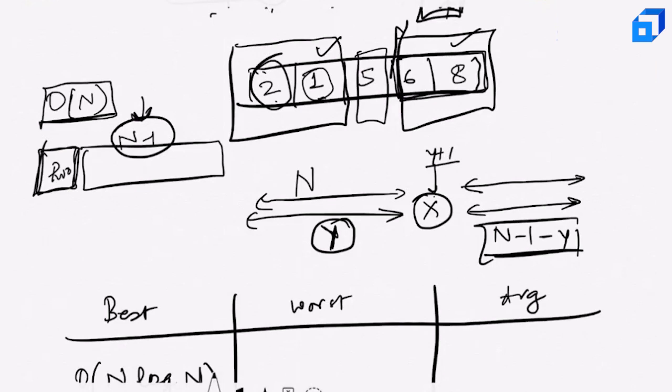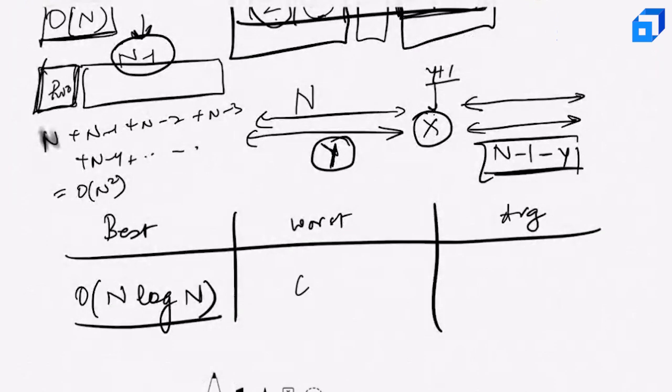And if you keep doing that again and again, if you're extremely unlucky, your time to sort will become n plus n minus 1 plus n minus 2 plus n minus 3 plus n minus 4, which is order of n square. So your worst case becomes order of n square, if you are very, very unlucky that you're choosing the extremes as your median all of the time.